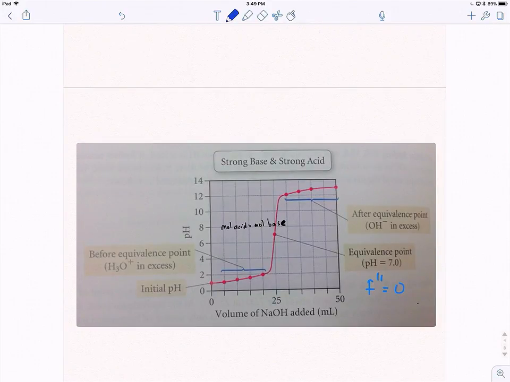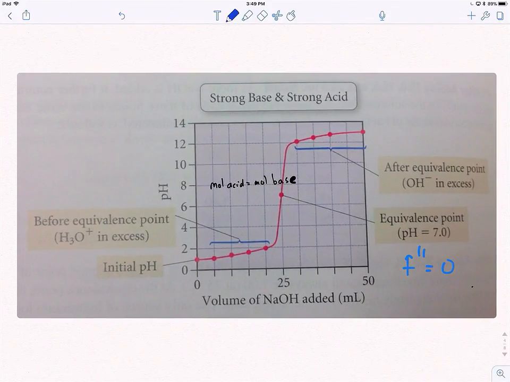So I'm going to talk a little bit about titration curves. You're probably about here in the lab, aren't you? Or what are you guys doing in the lab now? Le Chatelier? Yeah. Okay.